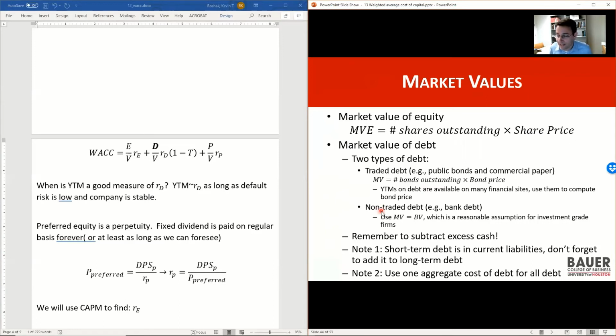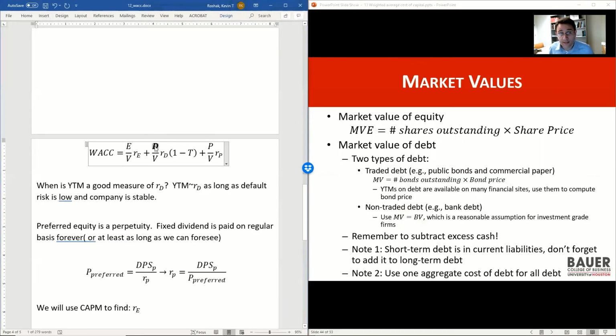Now, if the debt is not traded, for example a bank loan, then we can't calculate a market value precisely. Generally, we'll use market value equal to book value. As long as the company's pretty stable, that's going to be okay. It's not ideal, obviously. You want to have a market value, something that's trading. But if we can't, then worst case, we'll just use the book value, and that's going to be a close approximation.